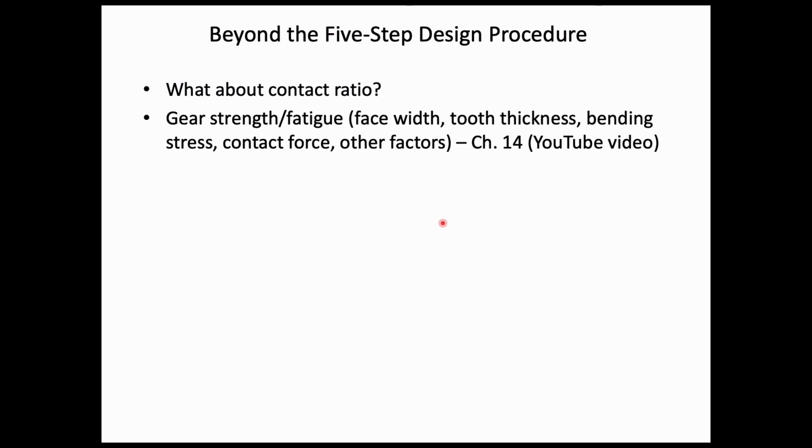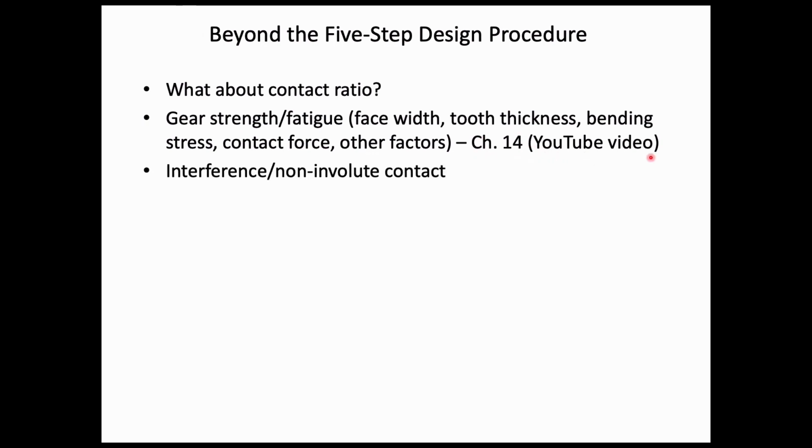We should think beyond the 5-step design procedure. We need to think about things such as contact ratio. We want to make sure it's greater than 1, certainly, usually greater than 1.2. We need to think about gear strength and fatigue, and a number of design elements that come into play here include the tooth face width, tooth thickness, bending stress, contact forces, and other factors. These are covered in Chapter 14 and also in the corresponding YouTube video.